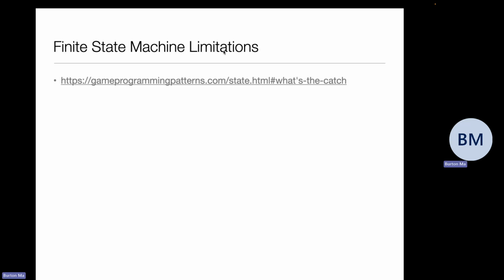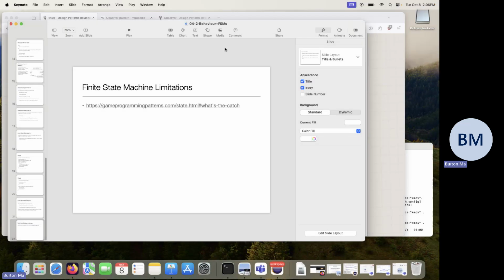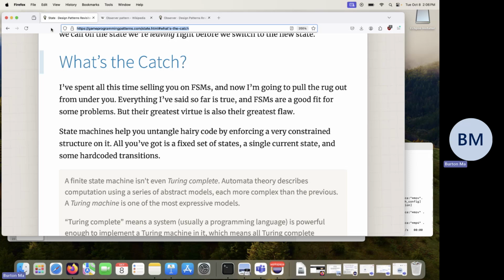Okay, there are some problems with finite state machines. In simple games, these things are fine. But as soon as your games have any amount of complexity in them, finite state machines start to run into problems. So if we click on that link here, we go to the What's the Catch part of the Game Programming Patterns book. We might as well do that now. Boom, it's right here.